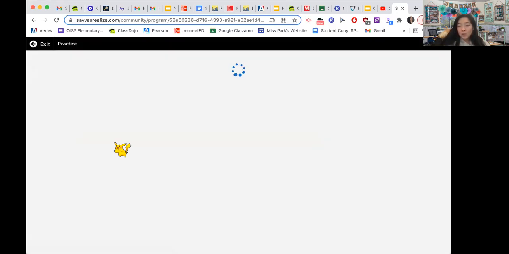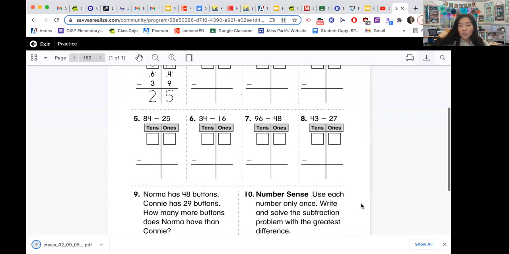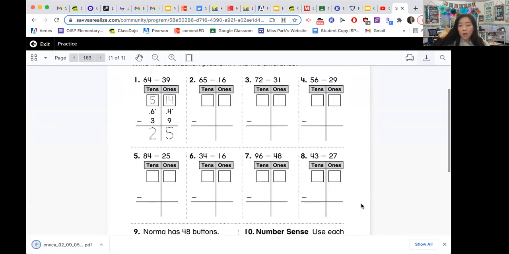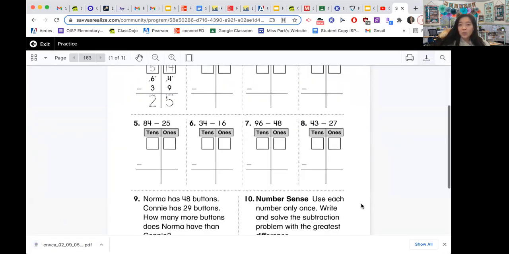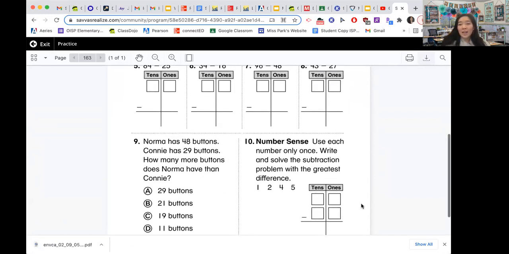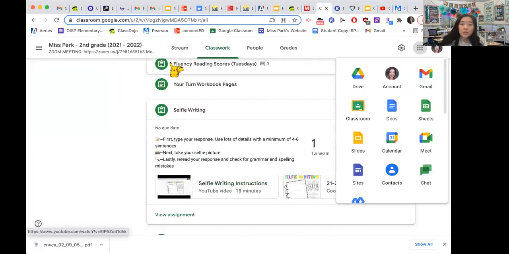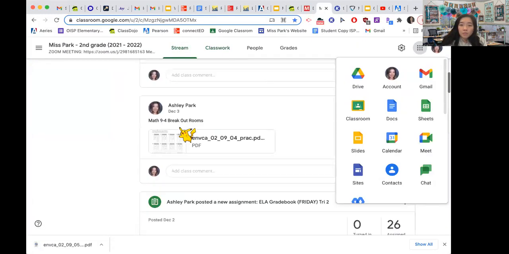So for our practice page 9-5, you're going to do all these questions, numbers 2 through 8 together. I'm going to answer 1, 9, and 10 with you guys. So what I'm going to do is I'm going to put this in Google Classroom under Stream.